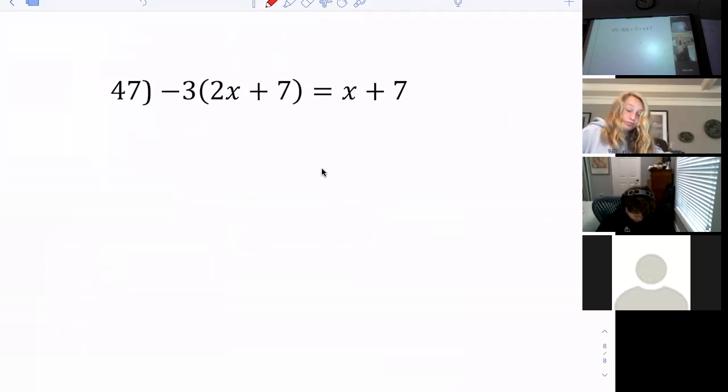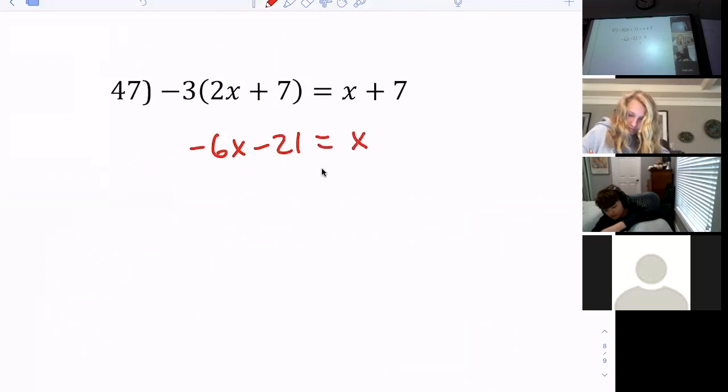47, I have to do what? Distribute. Let's go. Distribute, please. Quick, quick, quick. Distribute. Negative 6. Good. Come on. Minus 21. Good. Negative 6x minus 21 equals x plus 7. Thank you. See how it is? Easy to communicate, right? Without mumbling.